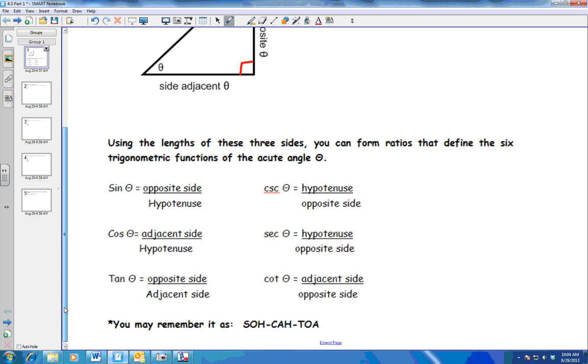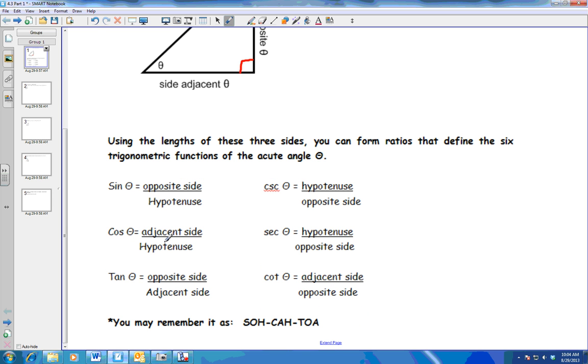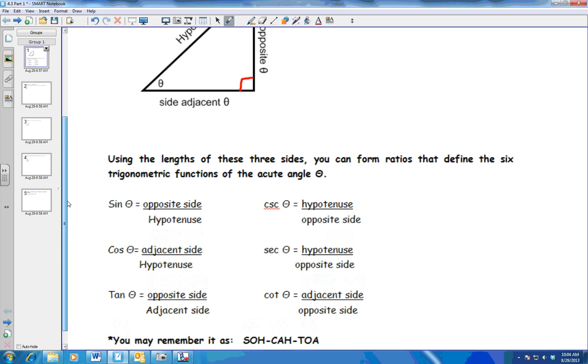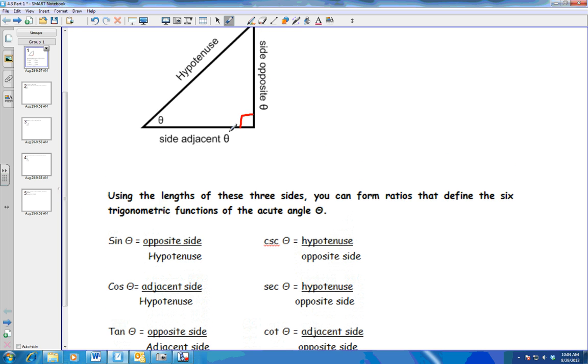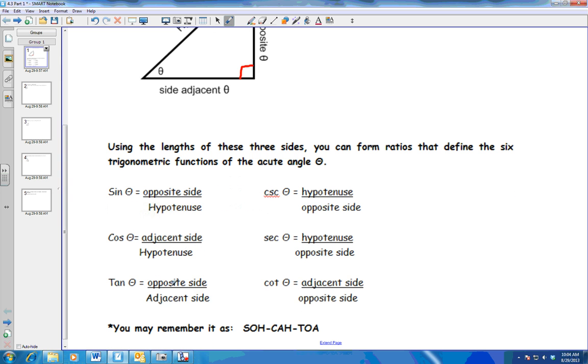Cosine, so in our little saying, CAH, the C stands for cosine, adjacent, hypotenuse. So for cosine theta, adjacent over hypotenuse. And then tangent is going to be opposite side over adjacent side.